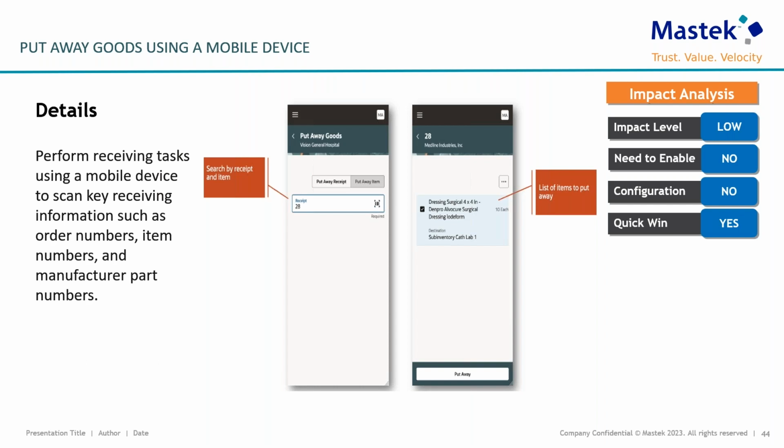For all these features we need not opt in to enable them, and there will be no configuration changes. And yes, this is a quick win for us. We can scan the specific items, and we can deliver or issue or put away the goods by using our mobile devices.